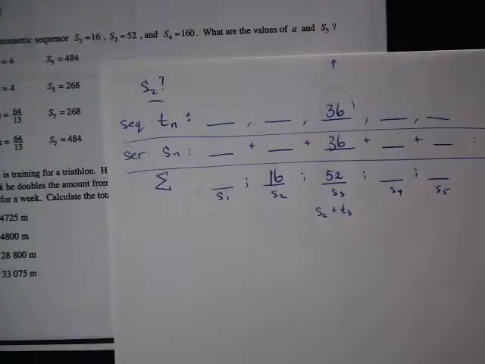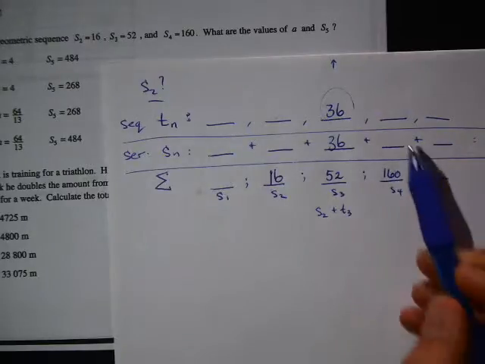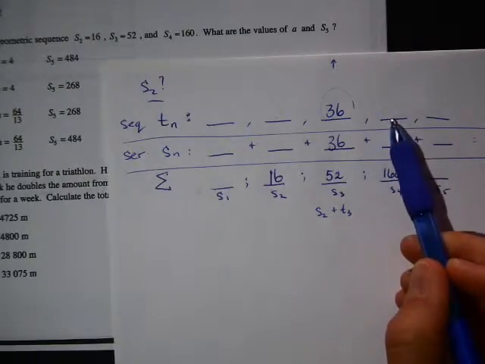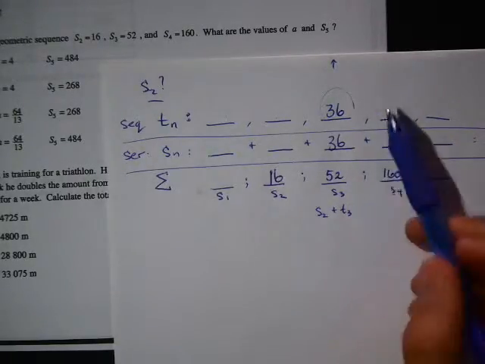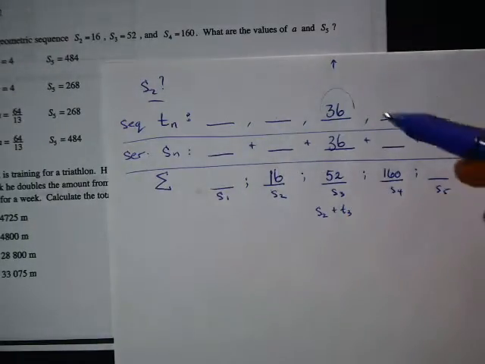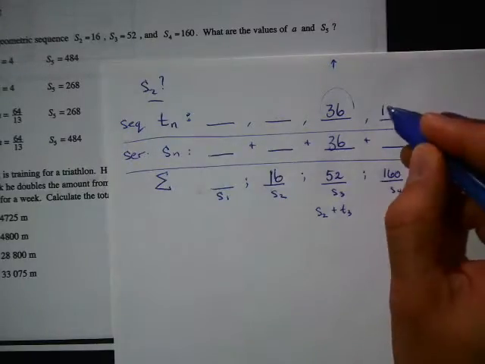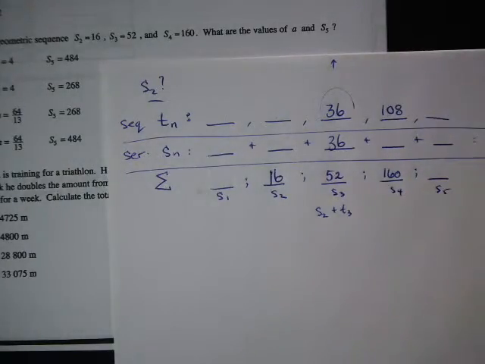So what else do we have? What else do we know? S4, our sum up to the end of that, is going to be 160. So what's going to be the difference here? 52 is everything added up to the end of this, plus whatever this fourth value is, that equals 160. So what's 160 take away 52? 108, and that's the term that goes here, 108.